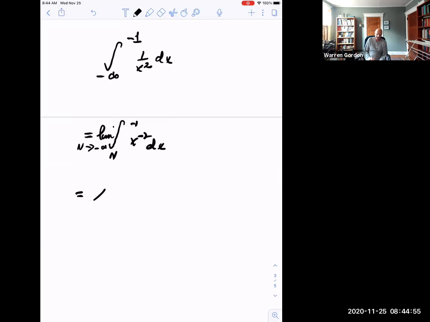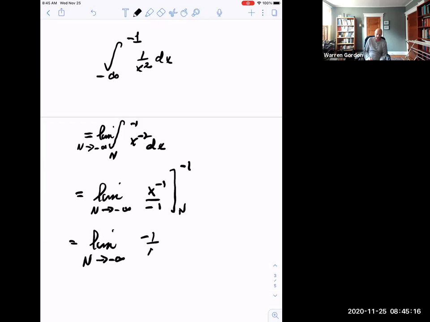Then I would rewrite this as the limit as n goes to minus infinity of x to the minus 1 over minus 1 as we go from n to minus 1. So this is equal to the limit as n goes to minus infinity of minus 1 over n plus 1. As n goes to minus infinity, 1 over minus infinity is still 0. This answer would be 1.